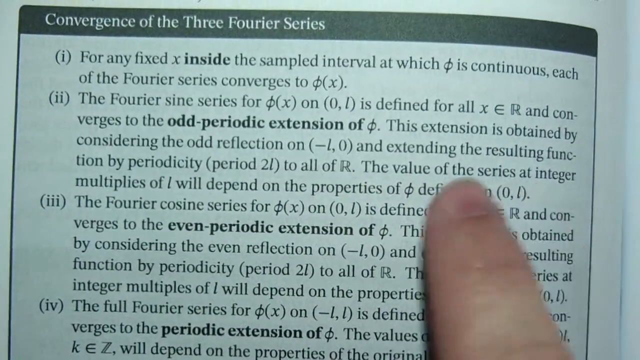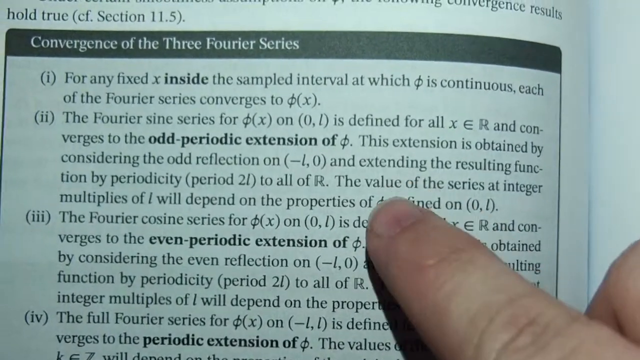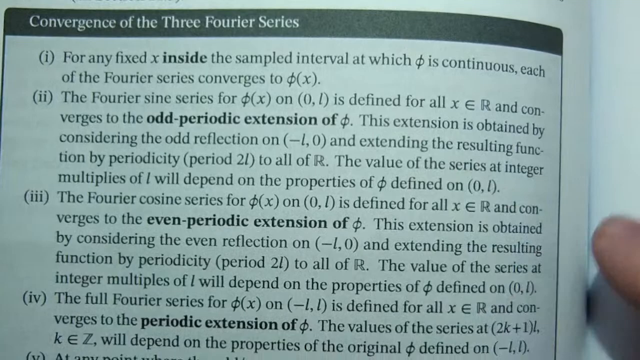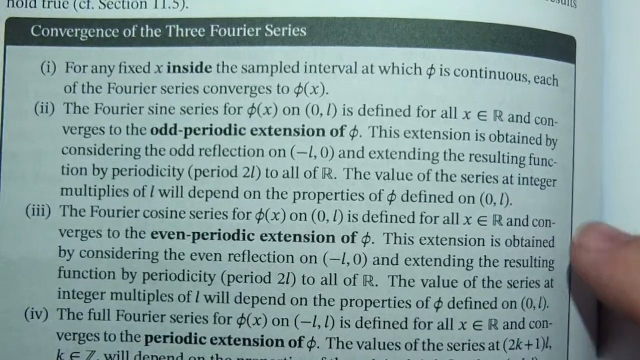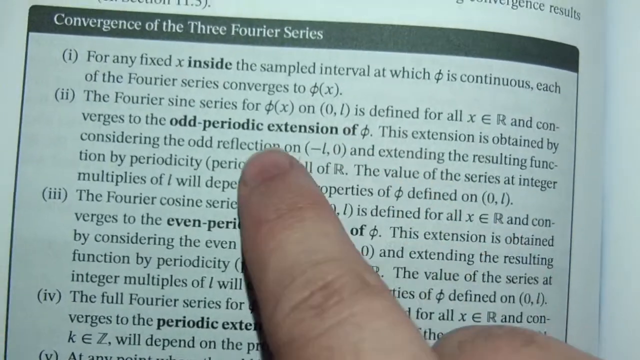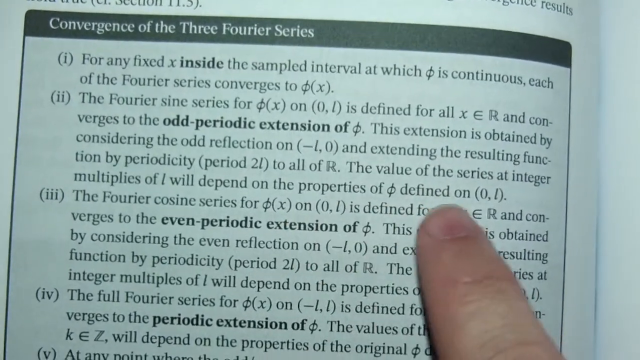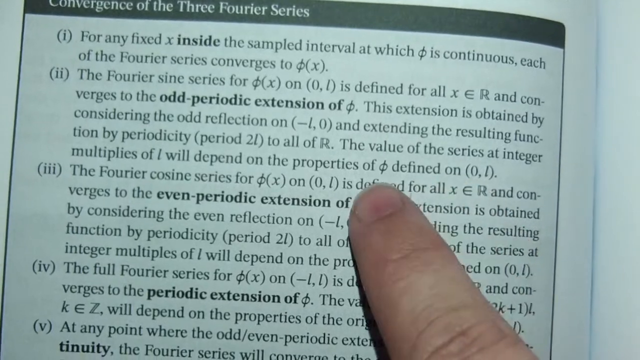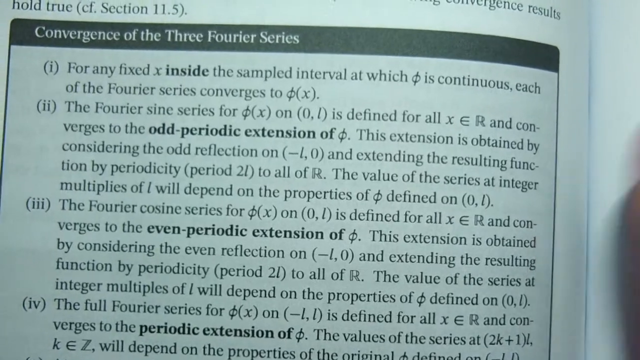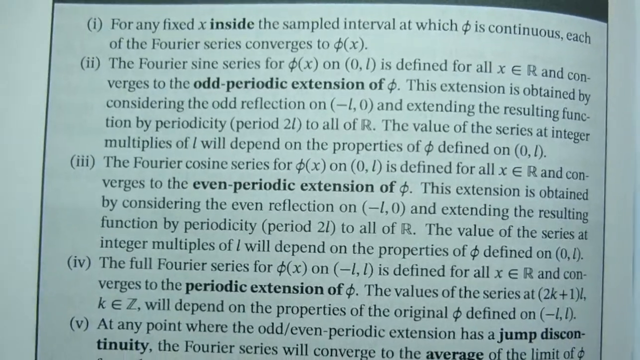The value of the series at integer multiples of L will depend on the properties of phi defined on 0 to L. So again, whether phi is continuous or piecewise continuous is going to affect whether the extension is. Maybe some discontinuities build up, even if phi is continuous. Maybe some discontinuities build up here. So in the previous examples, we saw this discontinuity building up. So the thing is how this behaves on those, we'll see. We'll see an easy example of this previously. I'll go back to that picture and then I'll show another picture here in a second.